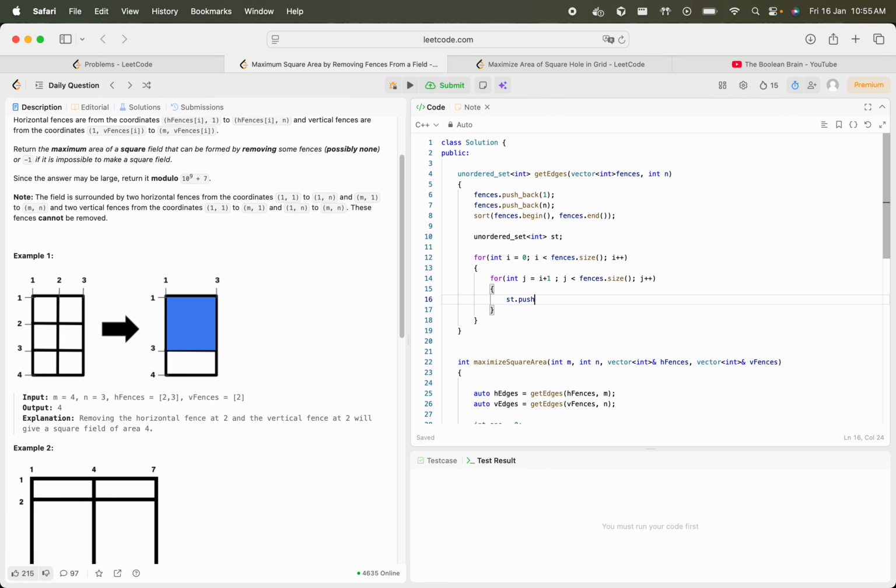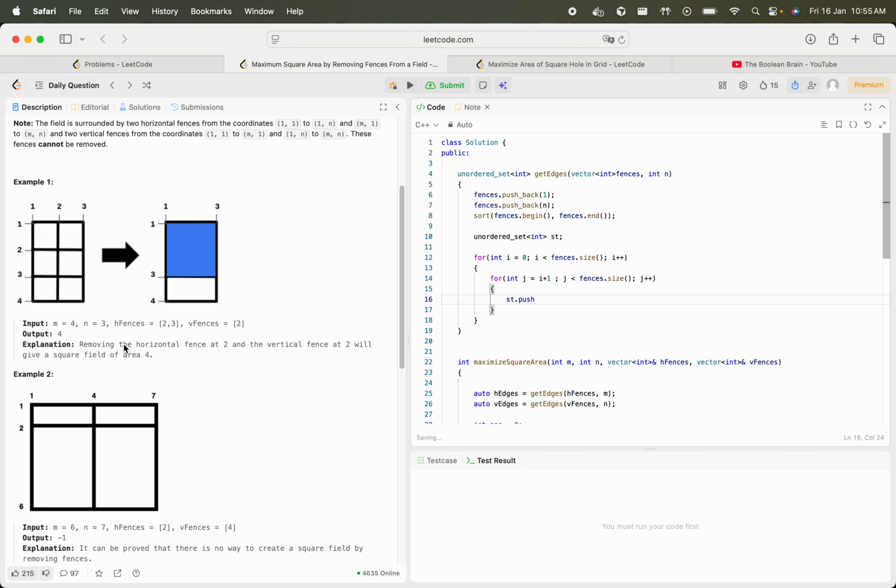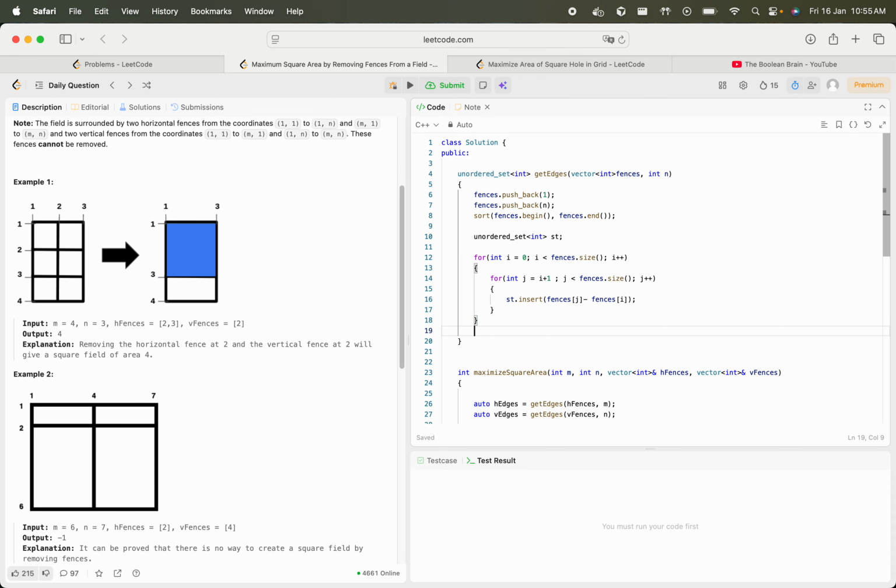Why am I using a set? Because there might be a possibility of the same difference: in this case, 1 to 4 is 3, and 4 to 7 is also 3. So I don't want to compute it twice. I only want one copy. So I am using a set. Set contains the insert function. It says fences of j minus fences of i. Okay, looks good. And at the end, I'm simply returning the set.